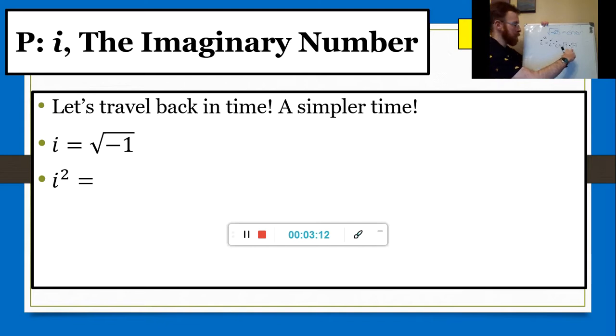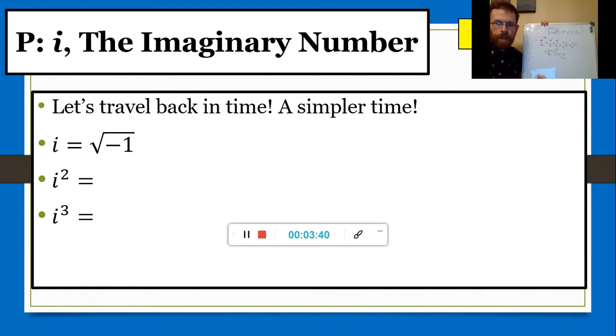Now, if you've got two of the same thing, it's a square. So that's the square root of -1 squared. And what happens with a square root and a square? Boys and girls, you know the answer to that. They cancel each other out. So that is just -1. i squared is -1.